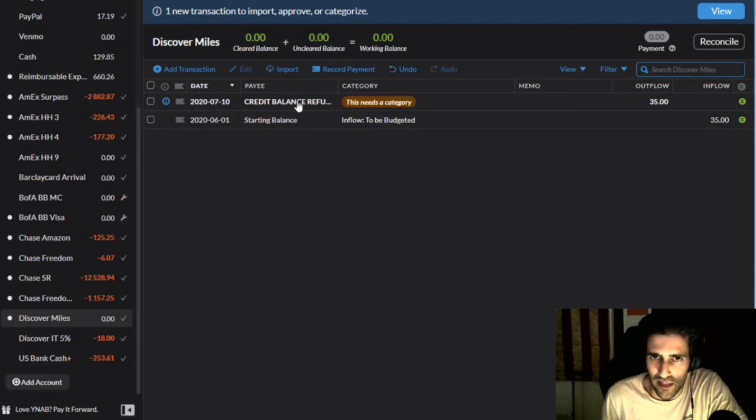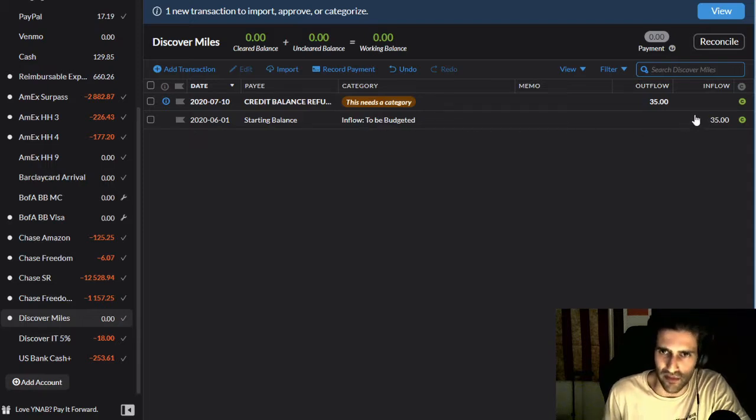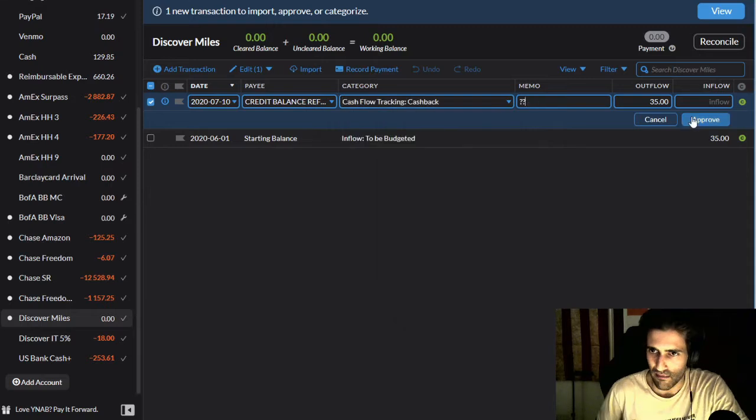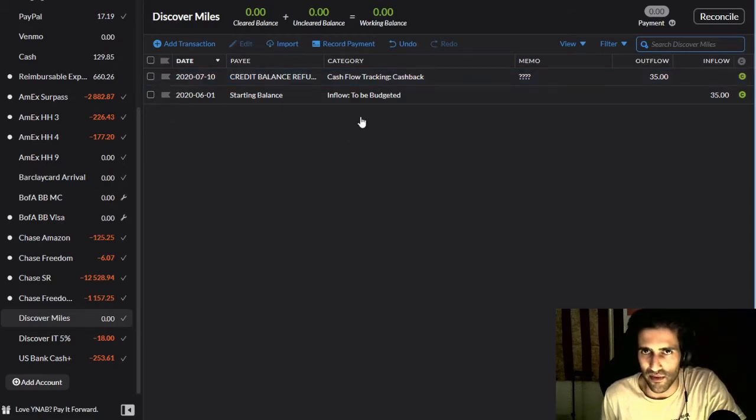Next we have credit balance refund. So I'm not sure what this... Oh! Wait, what is this? I'm not sure what this is. The Discover Miles card, I had a positive balance or negative balance on the credit card, right? What is this? What have they done here? Honestly, not sure. I guess it's cash back, but it's an expense. So that's something I'm going to look at later. I don't know what that is. Let me look at it now real quick, actually.